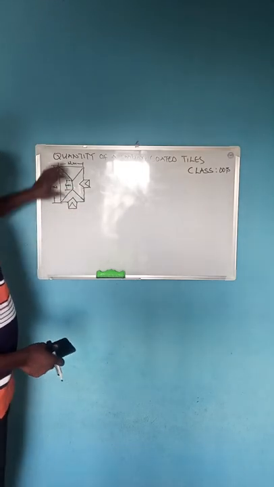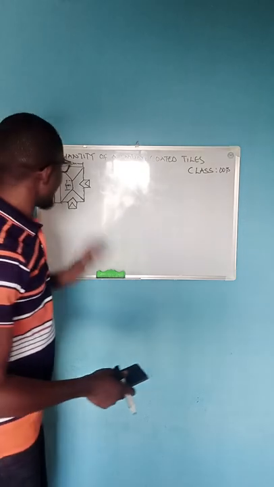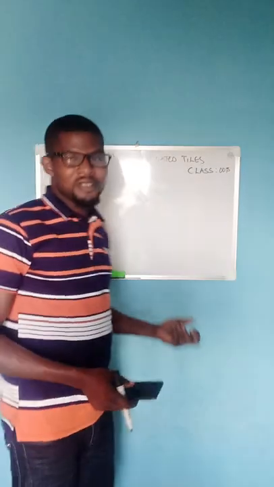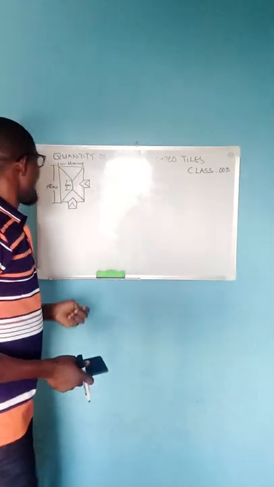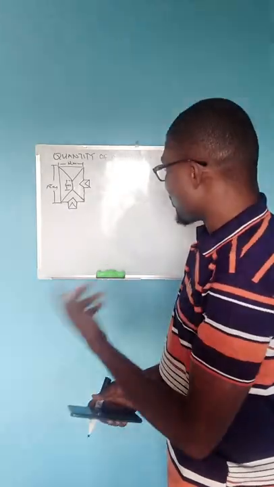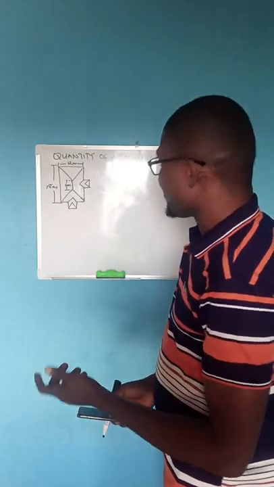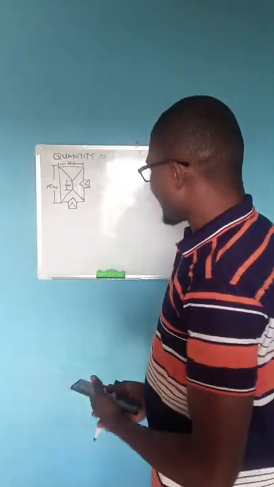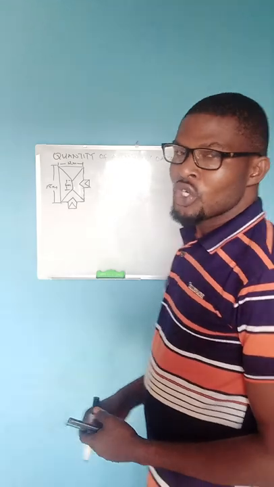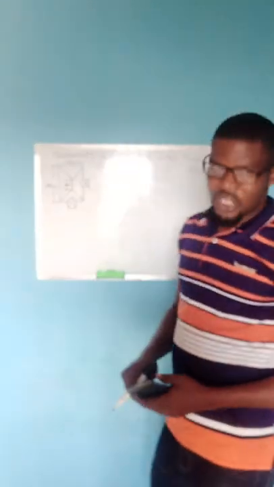Now, for you to determine the quantity of stone-coated roof tiles that will be required to roof your house, this is how it is. When you look at this roof plan now, you will understand that in this roof plan, you have different plane shapes. You have triangle there, you have trapezium there, and when you come to a roof, we normally have parallelogram as well. These are three major shapes you get in a roof. The most common of them are triangle and trapezium.